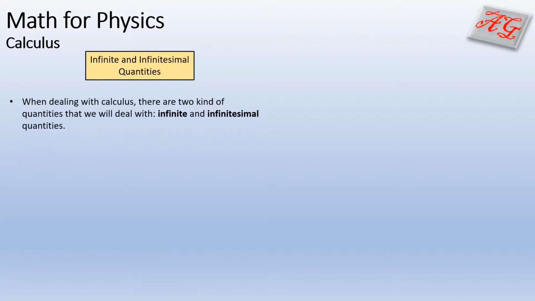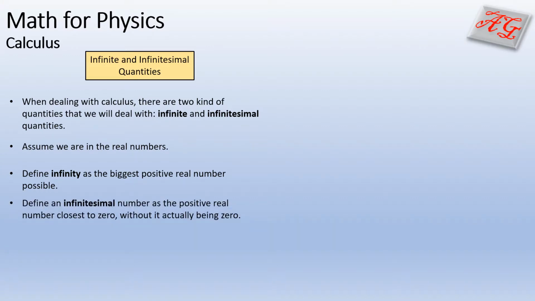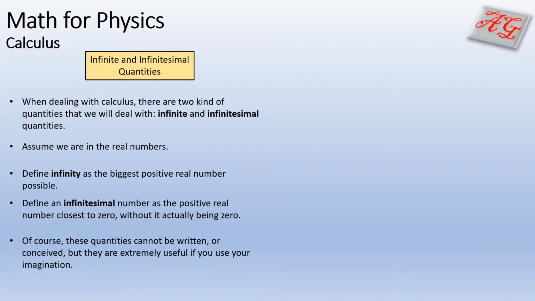We now explore the concept of infinite and infinitesimal quantities. We will assume that we are working in the real numbers. Define infinity as the biggest positive real number possible. Also define an infinitesimal number as the positive real number that is closest to zero without it being zero. Of course, these quantities are impossible to write or even imagine, but the concept has to be there in some corner of your mind for calculus to work.